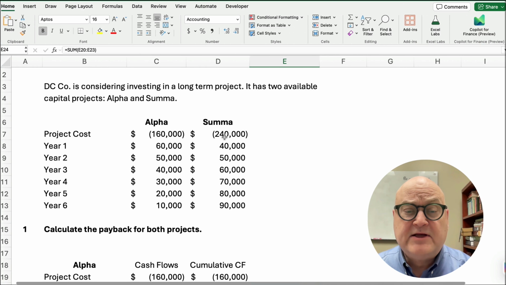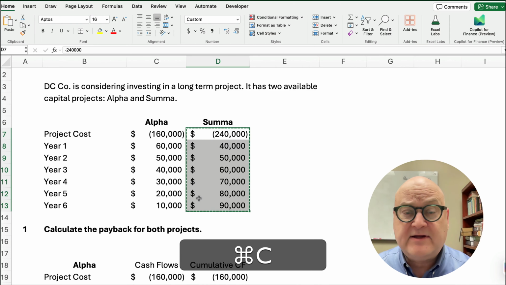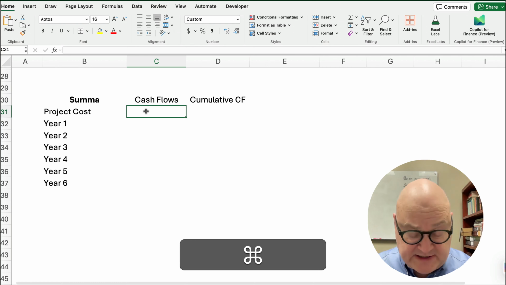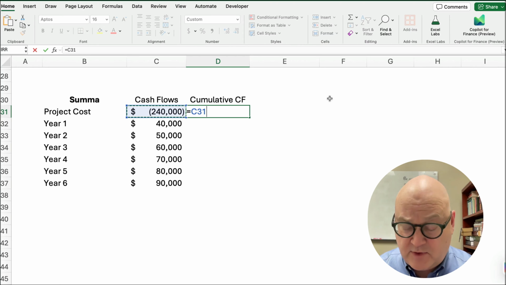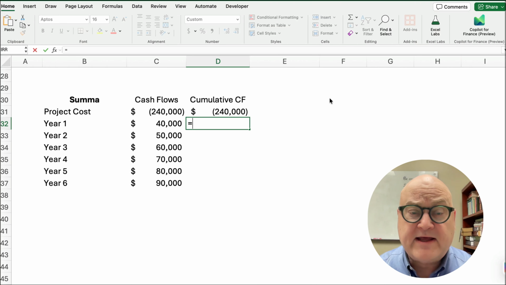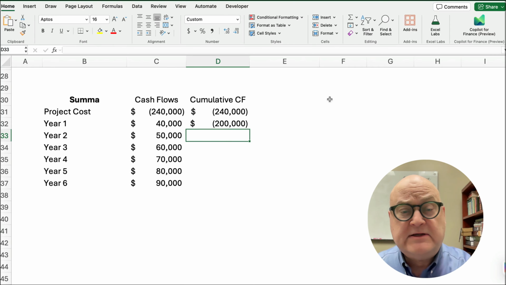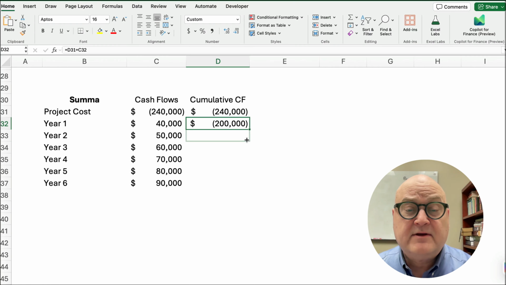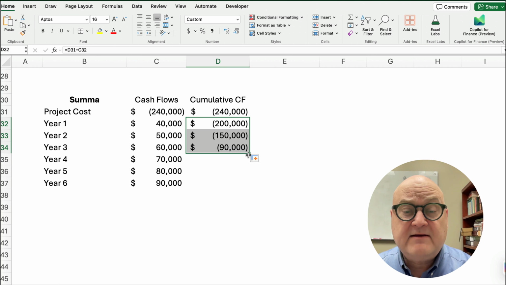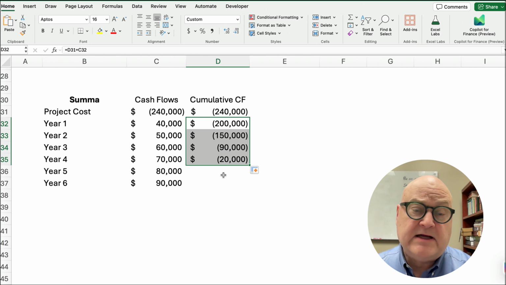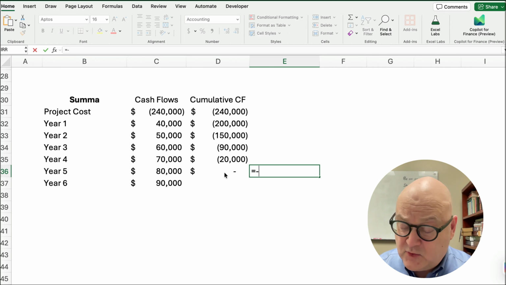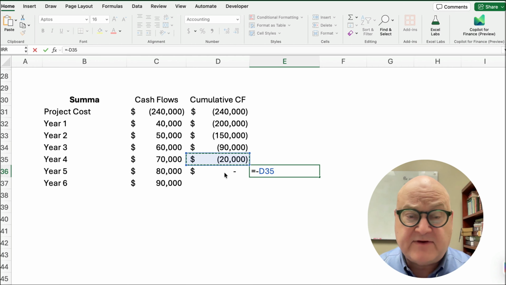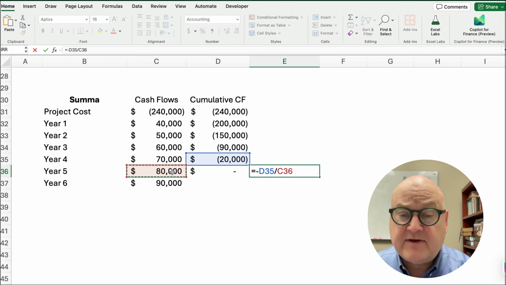So let's look at the next one, the summa. We have $240,000, and we have the 6 years here. We got $40,000, $50,000, so on. So we're going to do the same calculation. We start with negative $240, and we take the $240 plus the 40. So we're increasing it to negative $200, and then the 50, and then the 60, and then the 70, and so we're down to negative 20. So all we need to get to 0 is $20,000. We make it positive by putting a negative in front of that negative number, divided by 80,000, which is a quarter of a year.